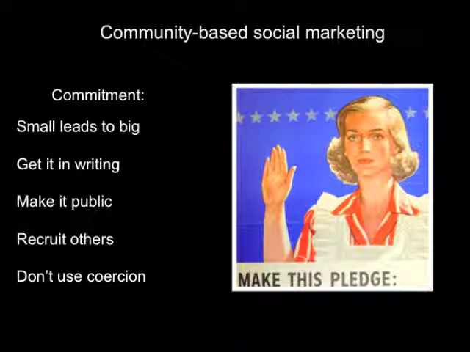Remember not to use coercion. Pressure doesn't work and just makes people defensive. People need to be willing to make change. Instead, focus on the values that we all share, and people will be more likely to take action. To recap, to ensure that we are using community-based social marketing, we need to get it in writing, make it public, get people to spread the commitment, and make sure we aren't using coercion.